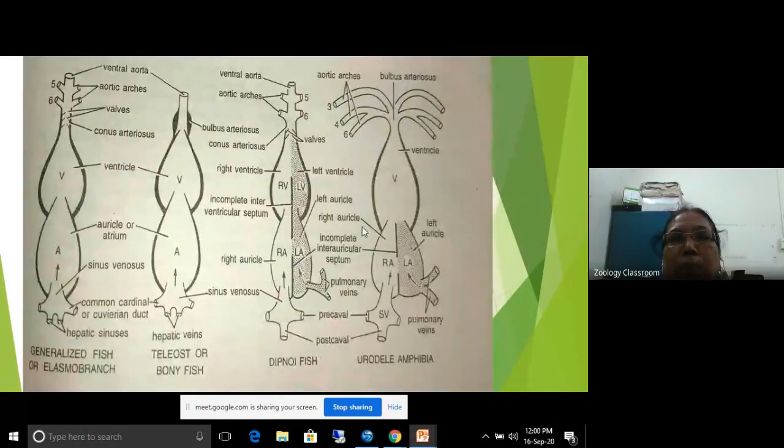So this is the dipnoi fish. So the sinus venosus, how is sinus venosus formed? Pre-caval and post-caval. It opens into the right auricle by an opening. So there is a new circulation formed. It is called pulmonary circulation. And when lungs are found, then lungs are formed. At that time, pulmonary circulation is formed.